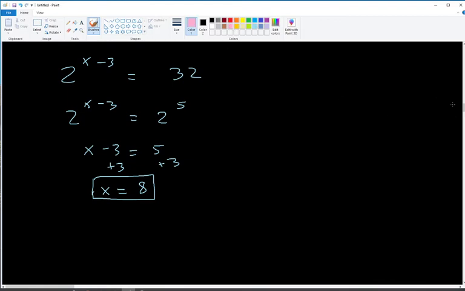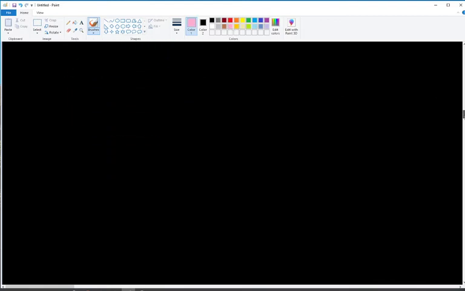So these types, mainly, you just kind of got to look at it a bit and think about what's the common base that I can get these things down to, and then you're able to go from there.